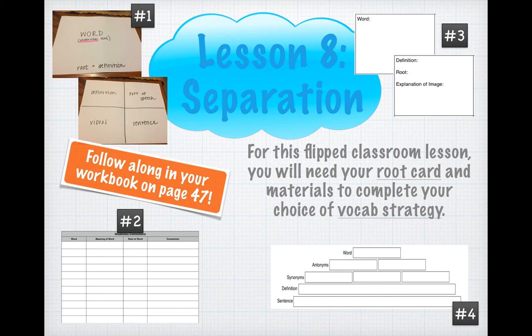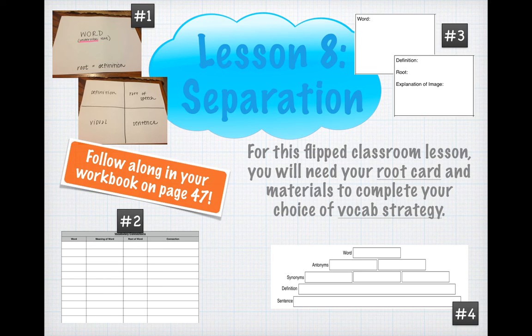Hi everybody, today's lesson is also about separation. This is lesson 8. For this lesson, you're going to need your root card and whatever materials you've chosen for your vocab strategy. As a reminder, you can complete note cards, you can do a vocabulary connection chart, you can do vocab visuals or word pyramids. So make sure you have what you need. And we're going to be on page 47 of the workbook if you would like to follow along.